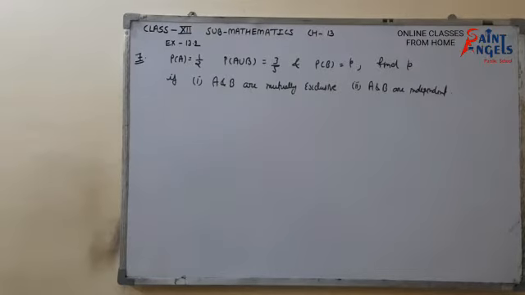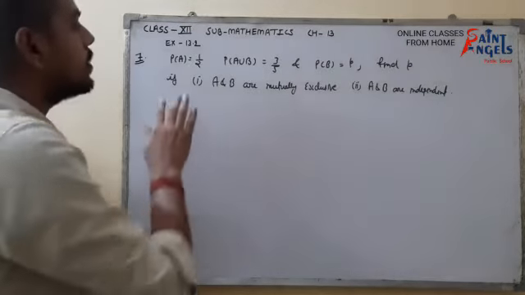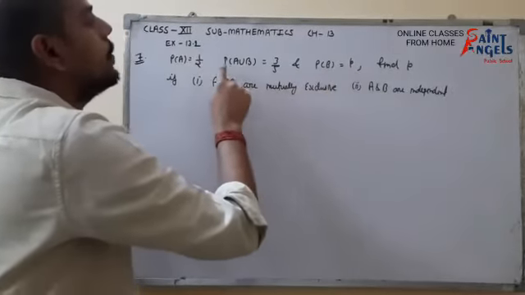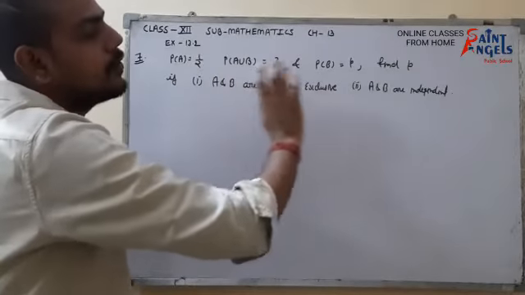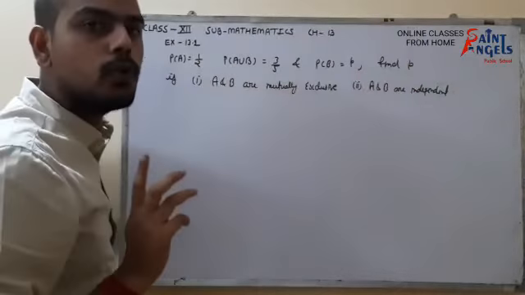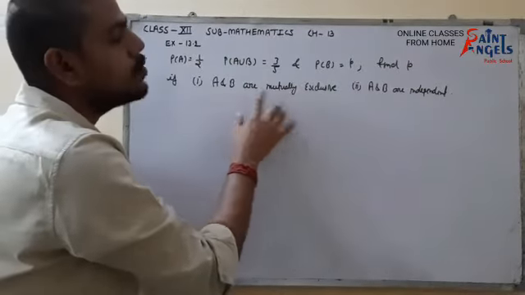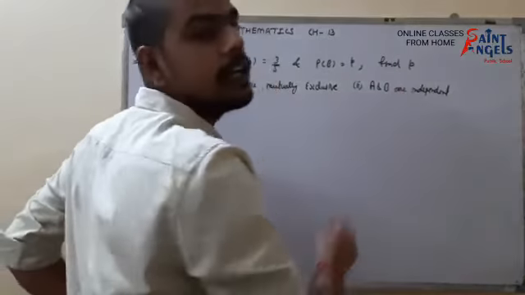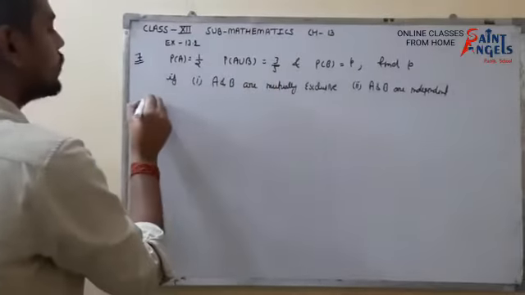Now look at question number 7. In this question, the probability of event A is 1 by 2, the probability of event B is p, and the probability of A union B equals 3 by 5. We have to find the value of p for two cases. First case is A and B are mutually exclusive, and the second one is A and B are independent. So we are solving the first case.